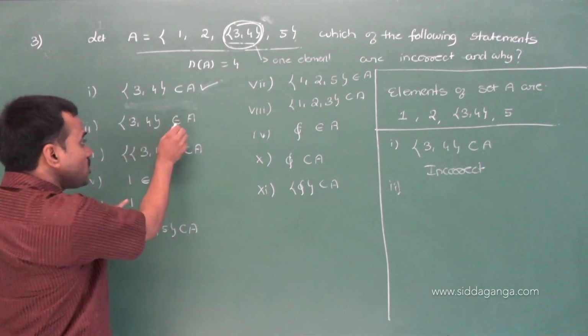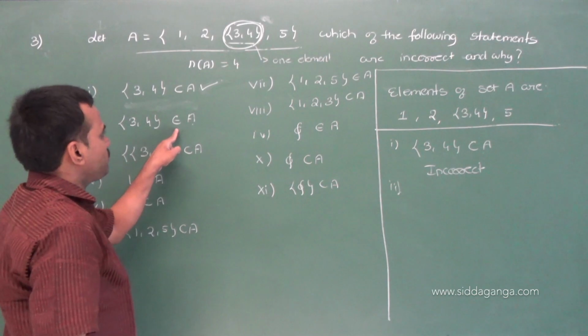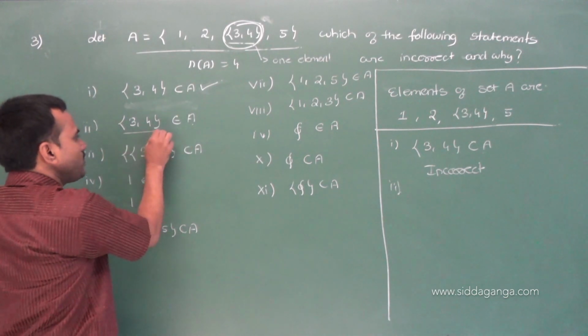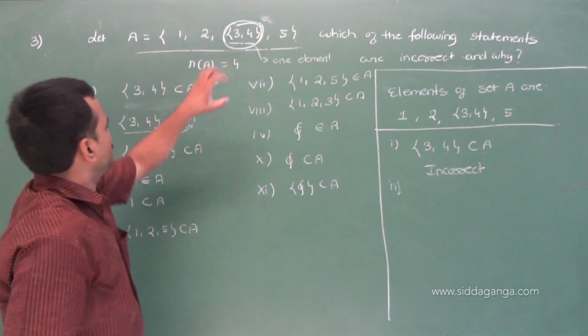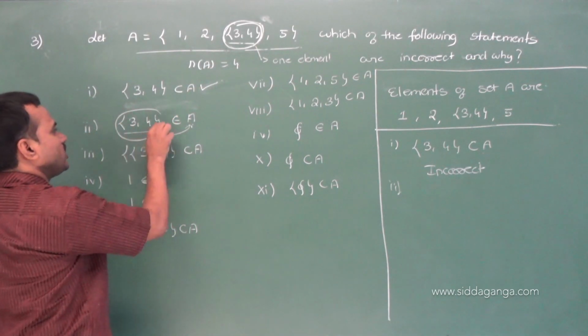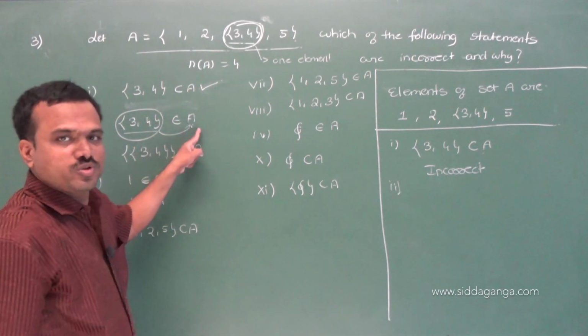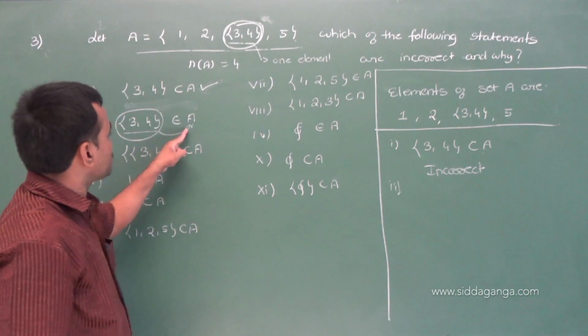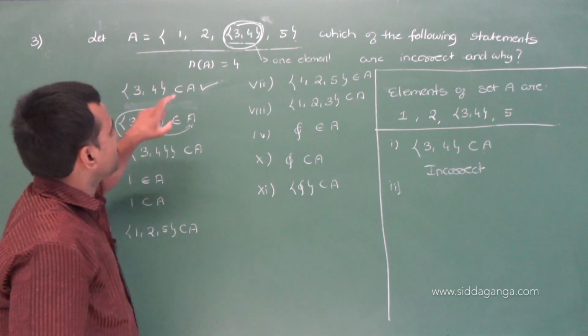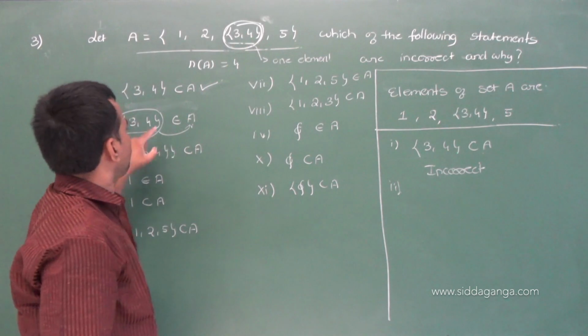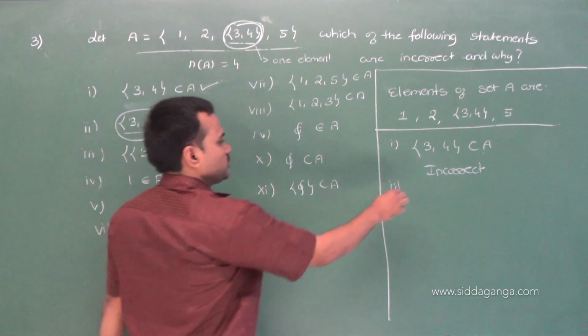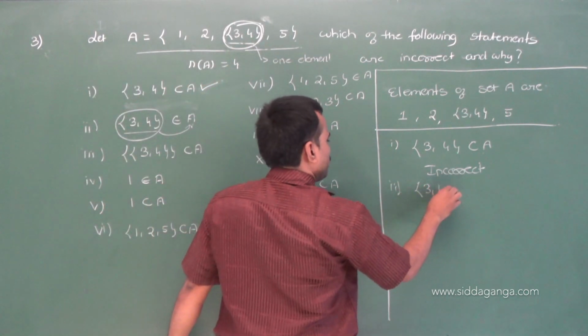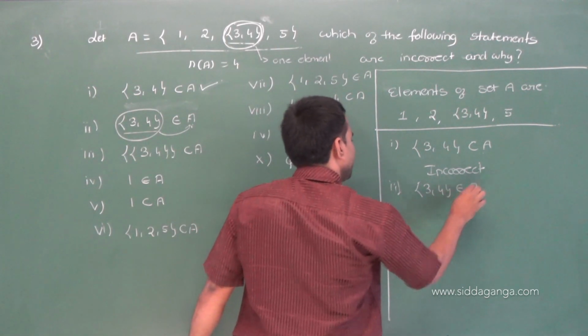Second one: 3, 4 belongs to A. Belongs to A means it is a member of the given set A. Yes, this complete element we call it as O. O belongs to A. Understand? One element O is there. So 3, 4 belongs to A. It is correct.